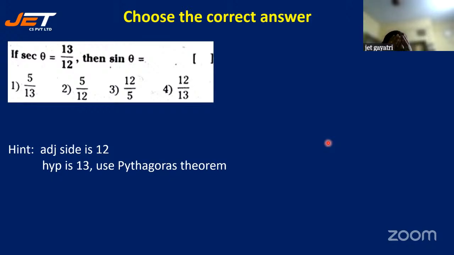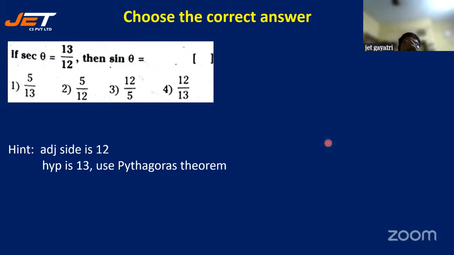So if secant theta is 13 by 12, what is sine theta? So here it's very simple. You have to just draw the triangle and write down what is secant theta in this. Right. So what is secant theta? It is nothing but your hypotenuse by adjacent side, right?